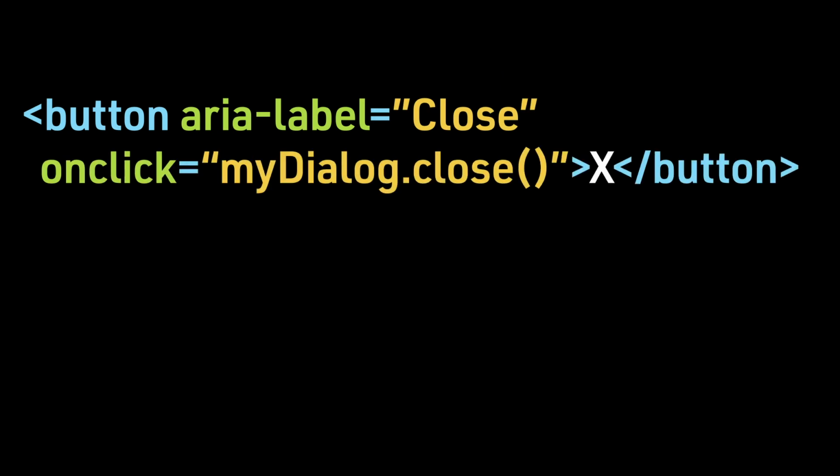Button opening tag. ARIA-label equals "close" in quotation marks. OnClick equals "myDialog.close()" in quotation marks. X. Button closing tag. We are using ARIA label in this example because the label text for the button is not visible on screen. In this case, the user only sees the letter X, which is understood to be close by sighted users, but the ARIA label describes the action that will occur and reads out that action to someone using a screen reader.